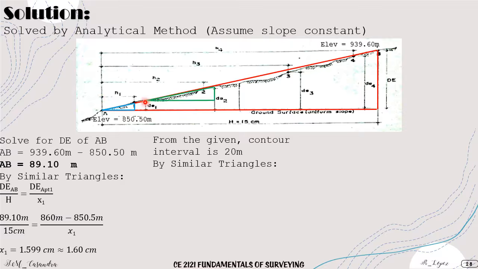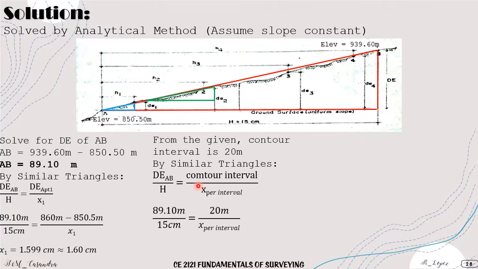So point 1 and point 2 will have a difference in elevation of 20. So it's 860 to 880. So we find now the distance between the 2 points. Okay, so from there, we now have dE, AB divided by h is equal to the contour interval divided by the distance, or map distance per interval. So we get now x per interval as 3.37 centimeters.